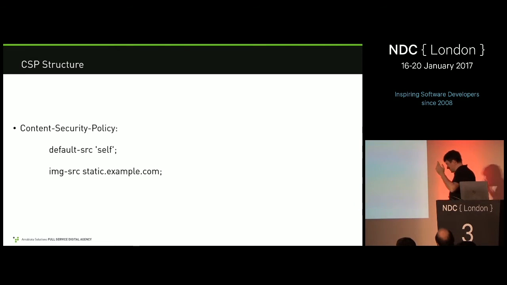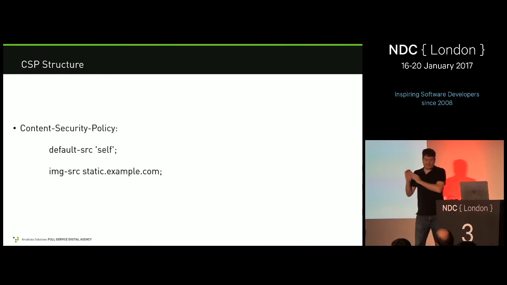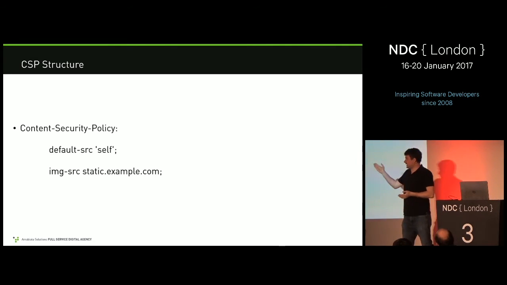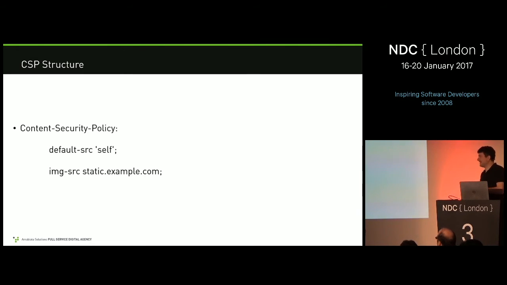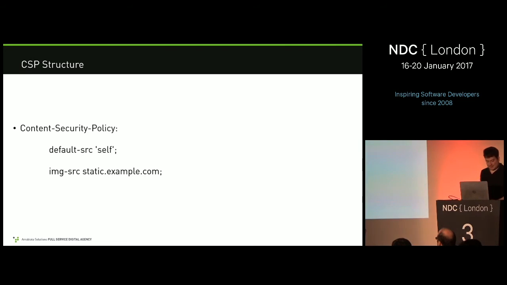So if someone injects script src equals http://badserver.com/badscript.js, that is not loaded because the policy prevents it. And what I'm also doing here is that all the images on that page, they are loaded from static.example.com. So all the images must come from a specific server. Actually, let's have a look how that turns out.